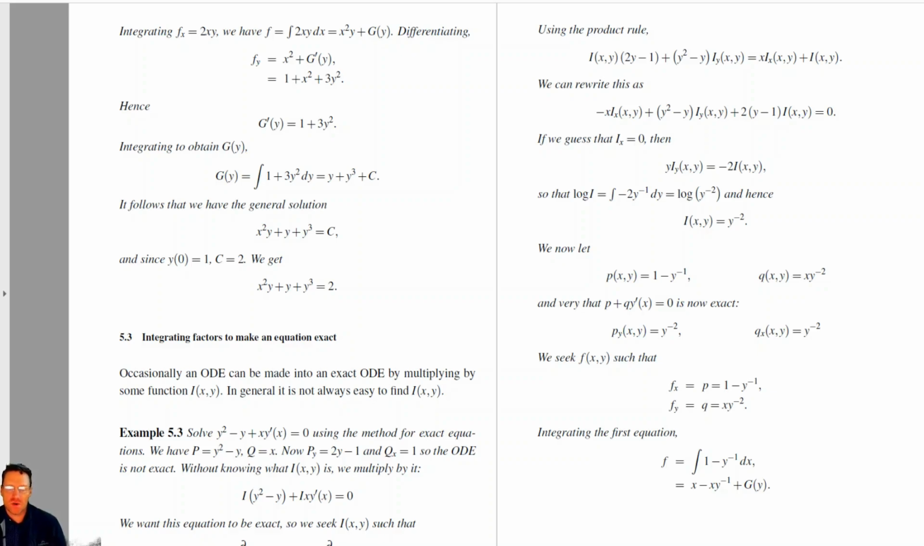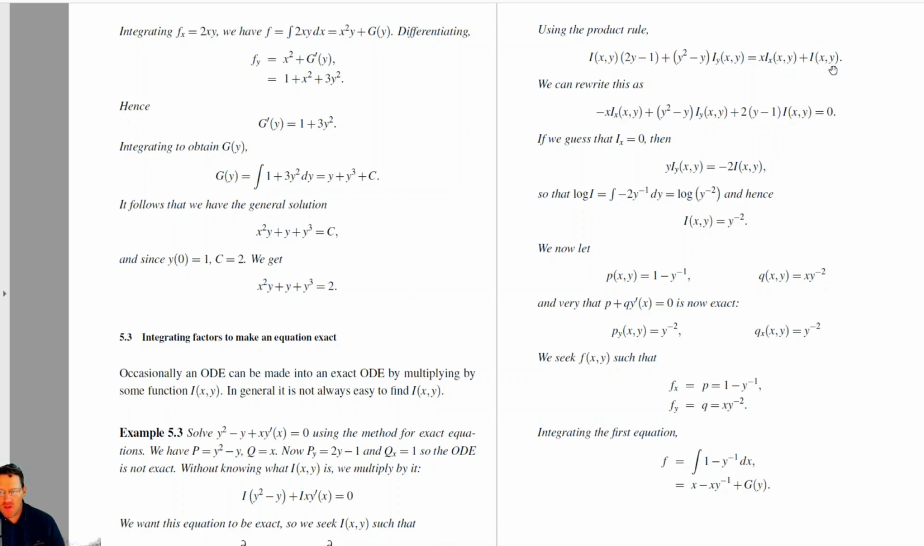Okay, so we take those partial derivatives, but that requires the product rule of differentiation, right? Which says that we put one in front and we take the partial derivative of the other, and then we swap them around. So we have I times 2y minus 1, which is the partial derivative of y squared minus y with respect to y. And then we swap this around, so we have y squared minus y multiplied by the partial derivative of I with respect to y. And that's supposed to be equal to the partial derivative of I x with respect to x.